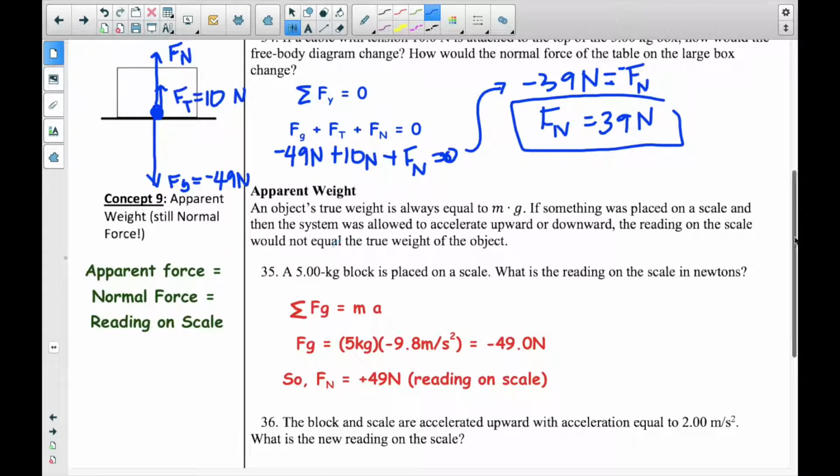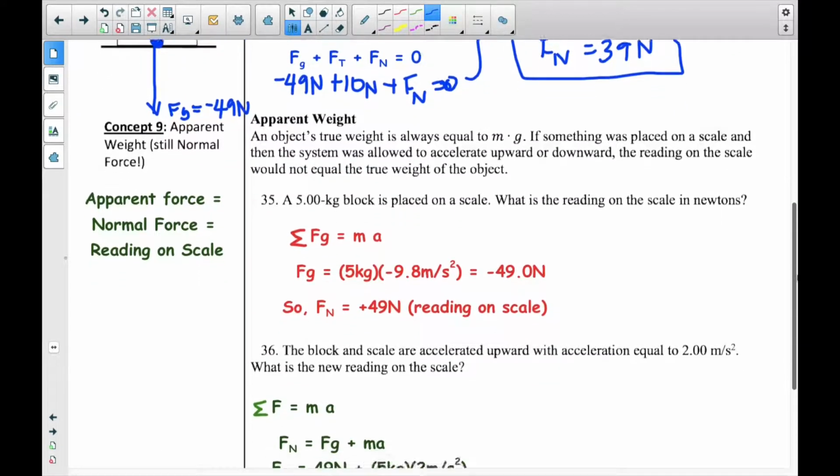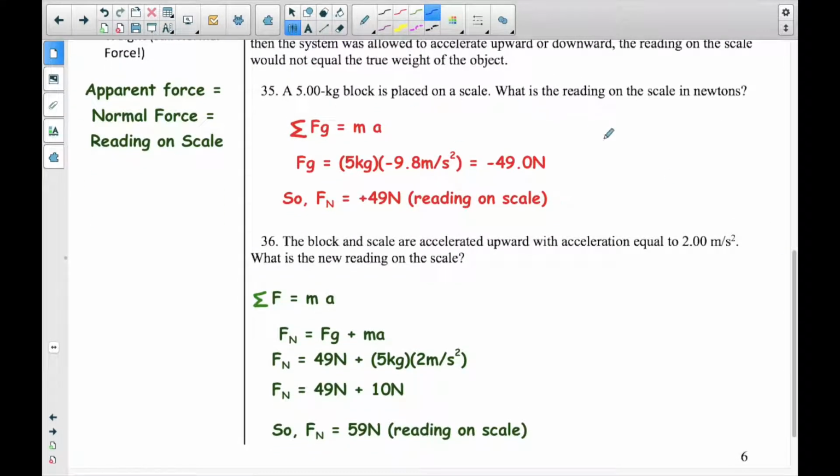So here's an example. We have a 5 kilogram block. We put it on the scale. What is the reading on the scale in newtons? So I think you all know what a scale looks like and everything, but I'm just going to draw one over here. So here's my scale, and here is my box. So I'm just drawing this box over here so that you can see kind of what it looks like.